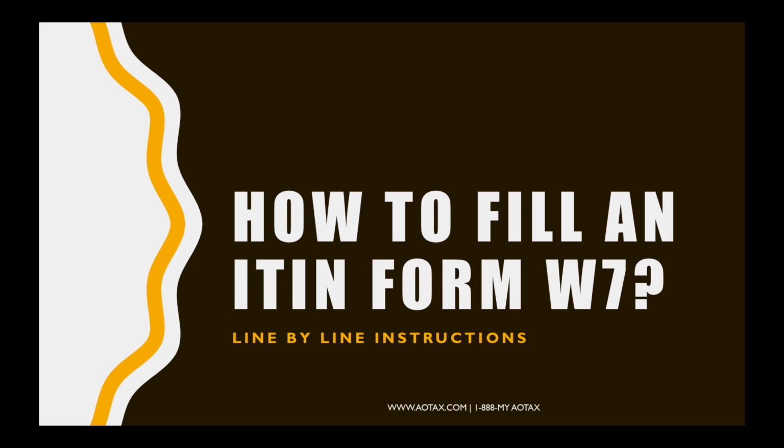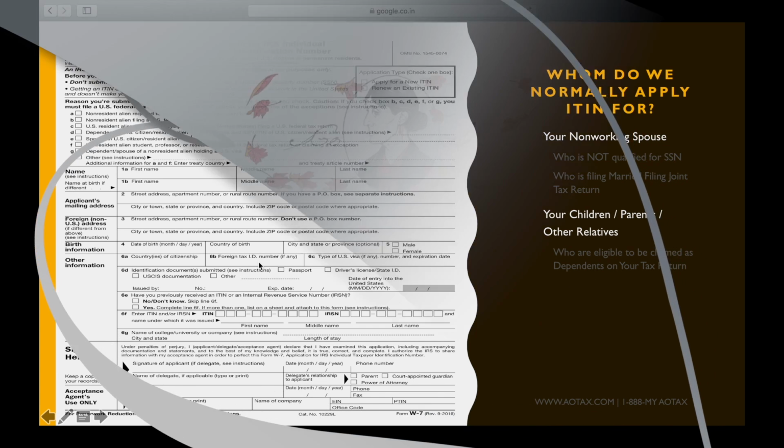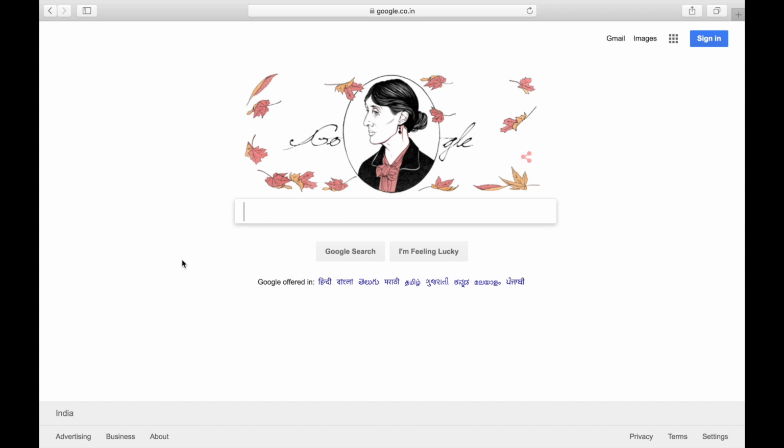Now let's understand how to fill out an ITIN application form W7 line by line. Normally, as I said earlier, for whom do we apply for an ITIN? We apply for the non-working spouse who is not qualified for an SSN, who is filing a married filing joint tax return, or your children or parents or other relatives who are qualified to be claimed as dependents on your tax return. And this is how an ITIN application form looks. Okay, let's first download the form W7.